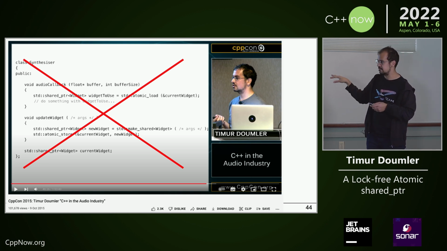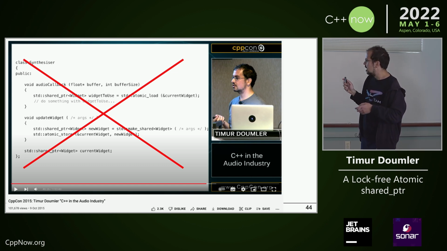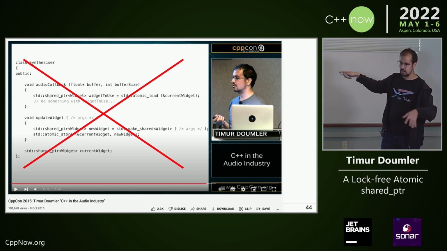So there is a pattern for this, which is called RCU, which is very much suitable to this problem, which I was not aware of at the time, which is kind of better than using atomic shared pointer here.